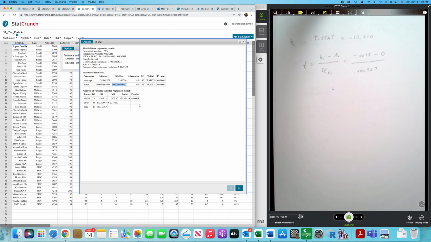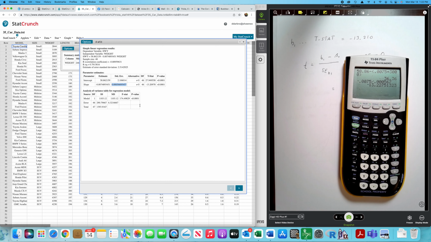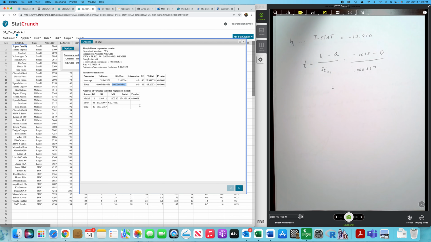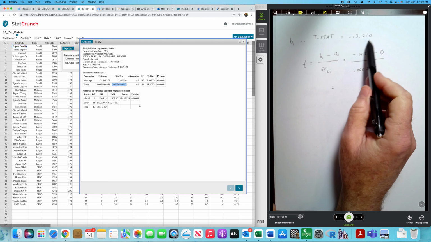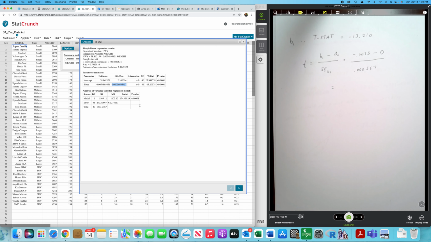Now, if we put that in our calculator, this will get negative 13.23. So we're off just a little bit. Well, we're off because of rounding. If I had taken this out to 7 or 8 digits and this out to 9 or 10 digits, then I would get more of an exact value for the test statistic. And the same thing for the intercept. Take the estimate minus 0 divided by the standard error, and that will give us the test statistic.